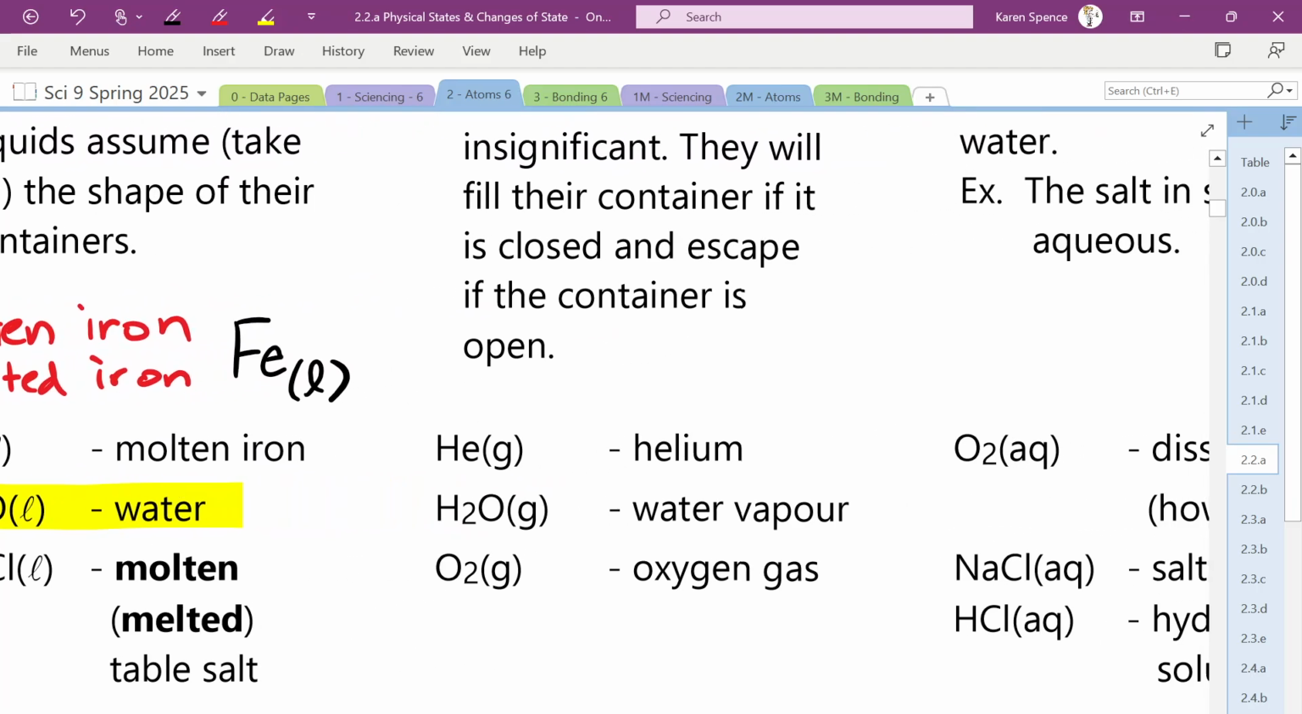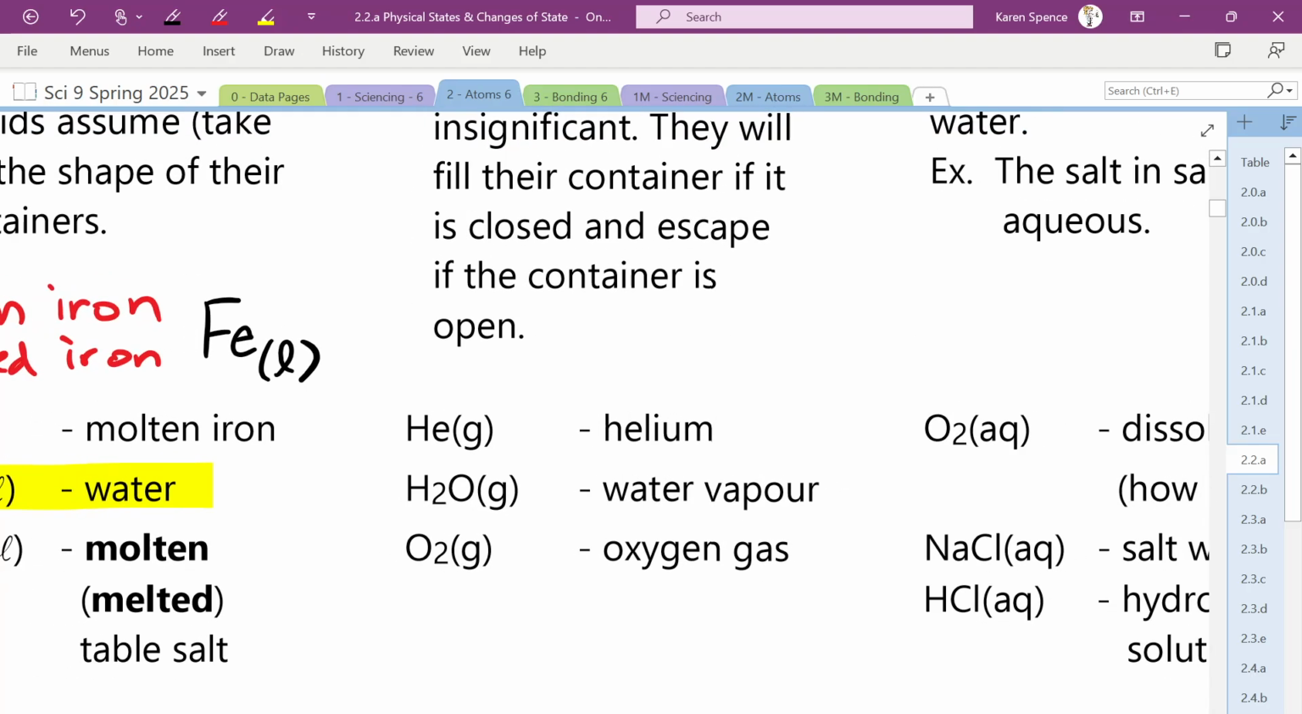Gases, for example, we have helium, which is a gas. You're familiar with that in balloons, right? He gas. Water vapor, that's like floating around in the air right now. You're breathing in water vapor right now because the air has some water vapor in it. And oxygen gas.